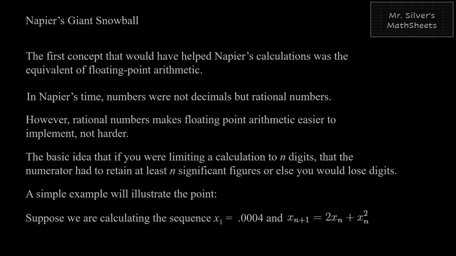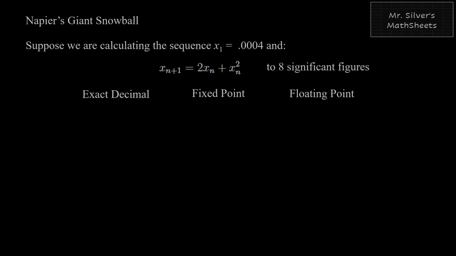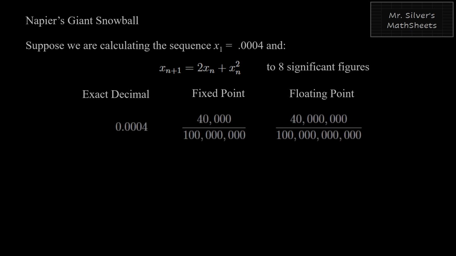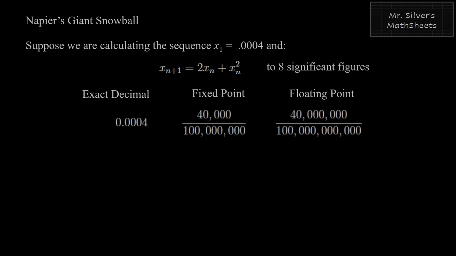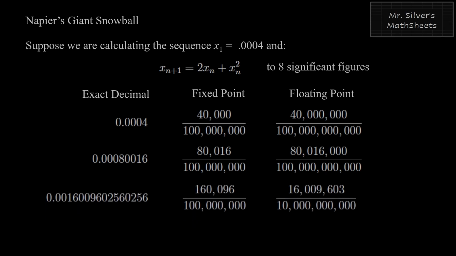Suppose you're calculating a sequence. You start with 4 over 10,000, and you do this simple calculation, 2x plus x squared, several times. And we're going to keep 8 digits. So we're starting with 4 over 10,000, and we're going to compare the fixed point and the floating point methods. In the first few calculations, we're not going to see any difference because there are no errors. But in the third row, we will see errors.